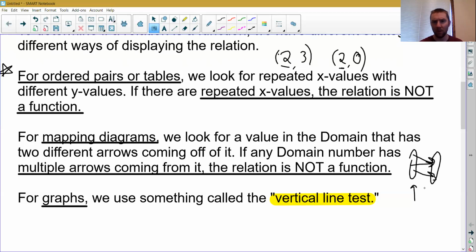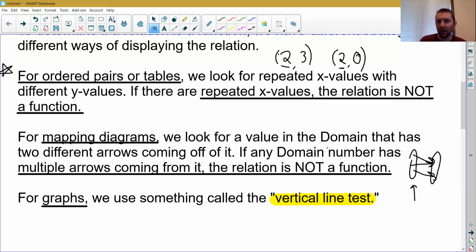Okay, it's important to note that this is all about the domain. It's all about the x values in a mapping diagram. I don't care how many arrows there are going to the y values on the right. All of the x values can be going to the same y value, and it could have 17 arrows going to it. That's fine, as long as all of the x values in the domain have just one arrow coming off of them. Okay, and you'll see an example of that in just a second.